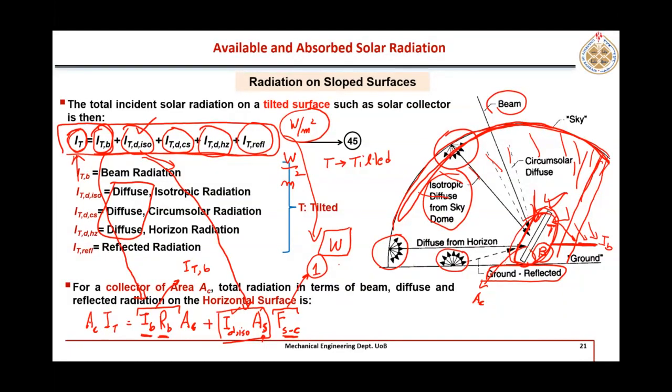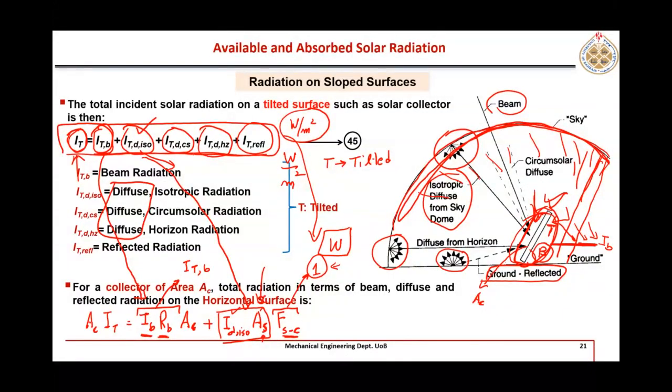So we'll see how to find this view factor, or how to simplify this term, because there are unknown terms in this equation. For example, the area of sky: how to define the area of sky is very difficult. So we will modify this equation to a simpler form.